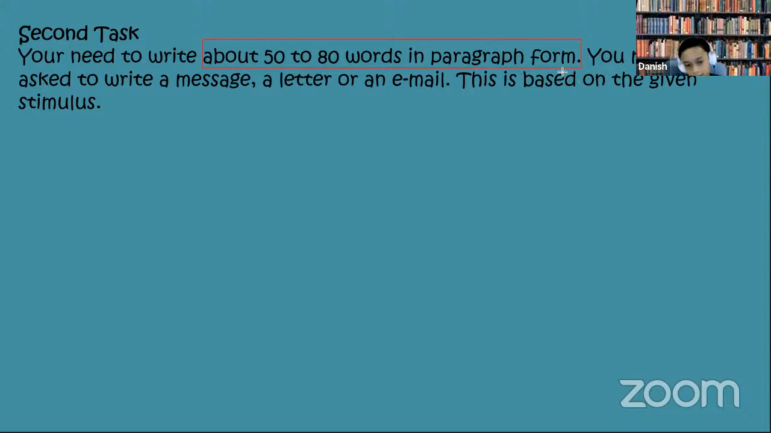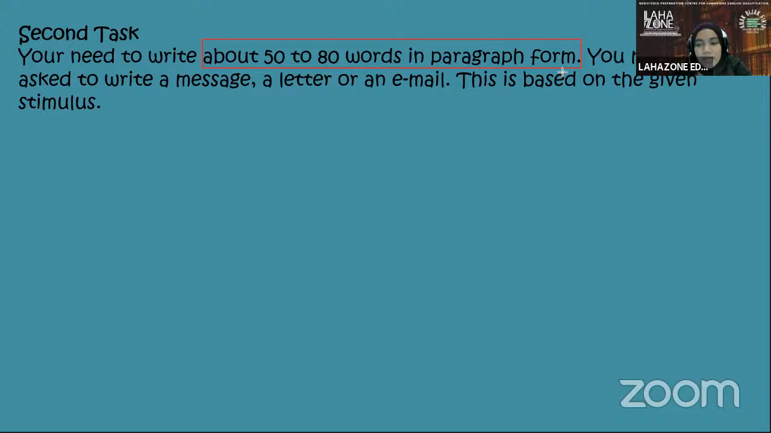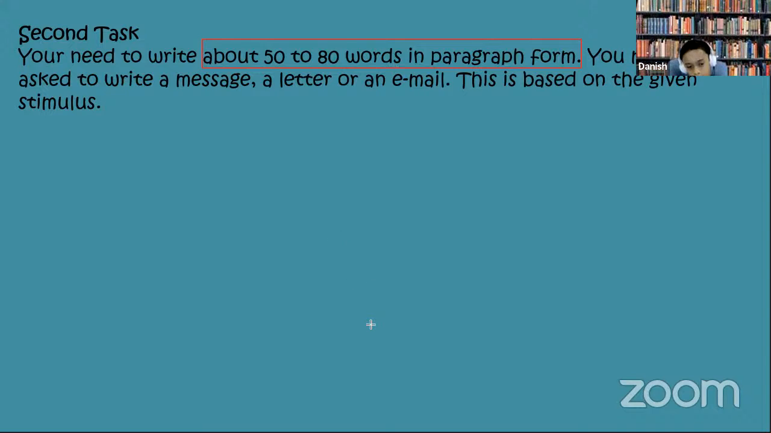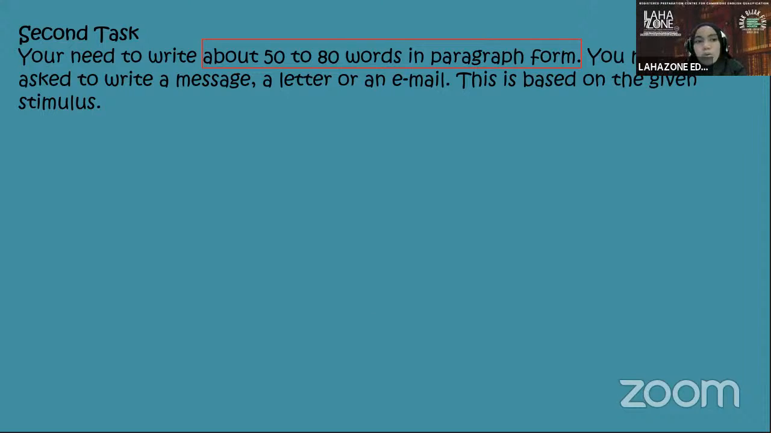Perenggan. Okay, paragraph form means Danish kena buat dalam lebih kurang satu perenggan sahaja. Why? Because you have the word limit here between 50 to 80 words. Di antara 50 sehingga 80 patah perkataan sahaja, dan perlu buat dalam satu perenggan sahaja jawapan dia. Boleh? Okay. Apakah jenis karangan tersebut? Okay, you may be asked to write a message, letter, or an email. Okay, what's a message, Danish?